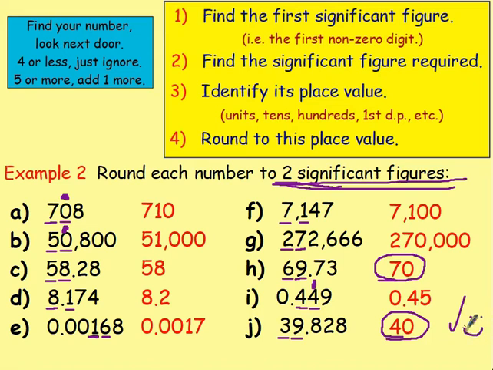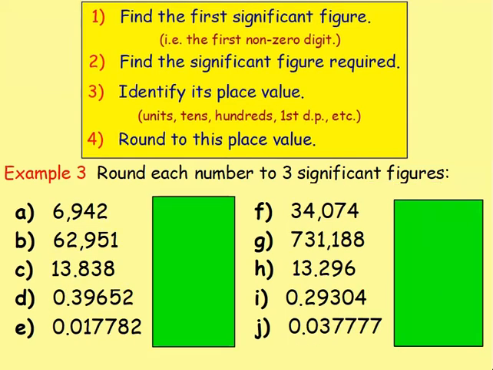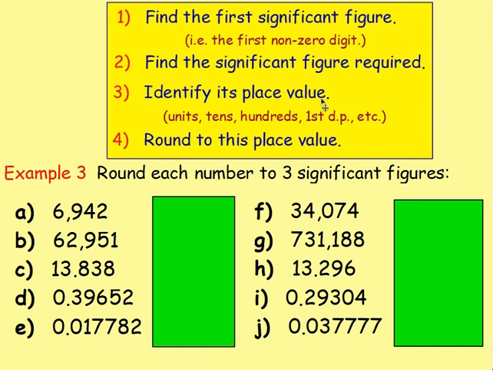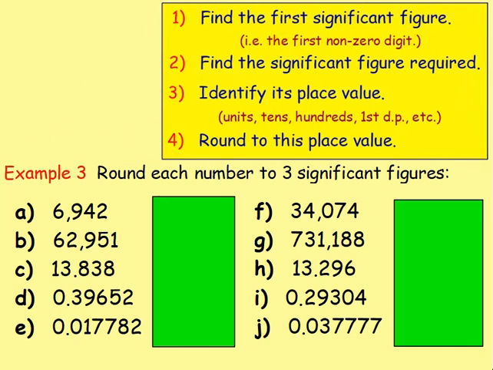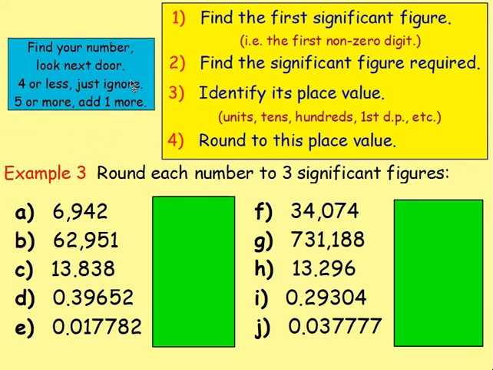Well done. Let's try one final set of questions, but this time we are rounding to 3 significant figures. And once again, if you want it, I shall put the rounding poem just here. So, to round to 3 significant figures, first of all, find the first significant figure. So in 6,942, the first significant figure is the 6. Beside that is the second significant figure. Because we're rounding to 3 significant figures, we want to find that third significant figure, which is just here.